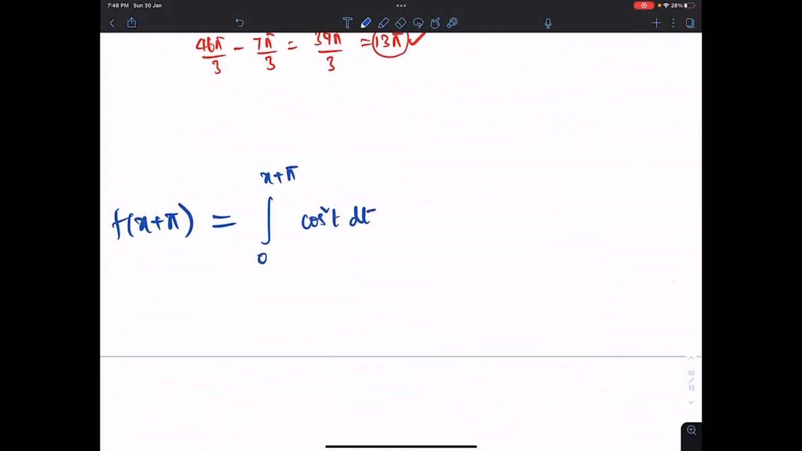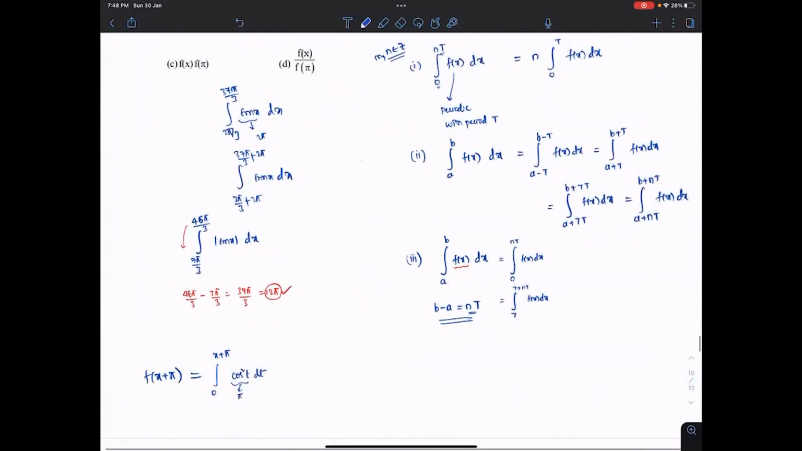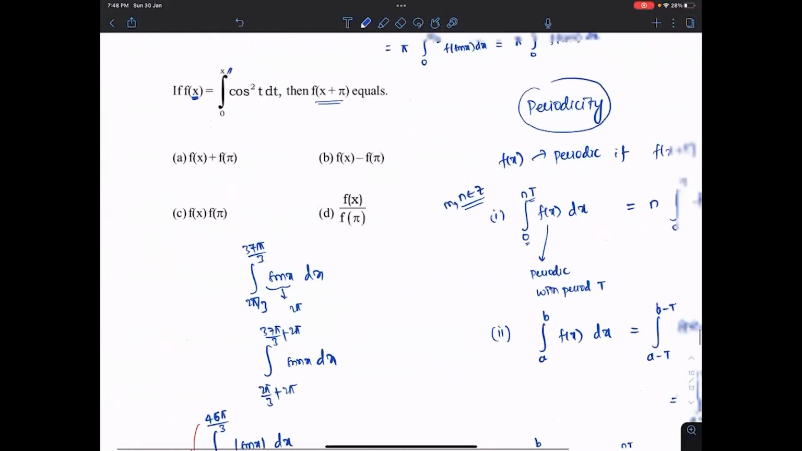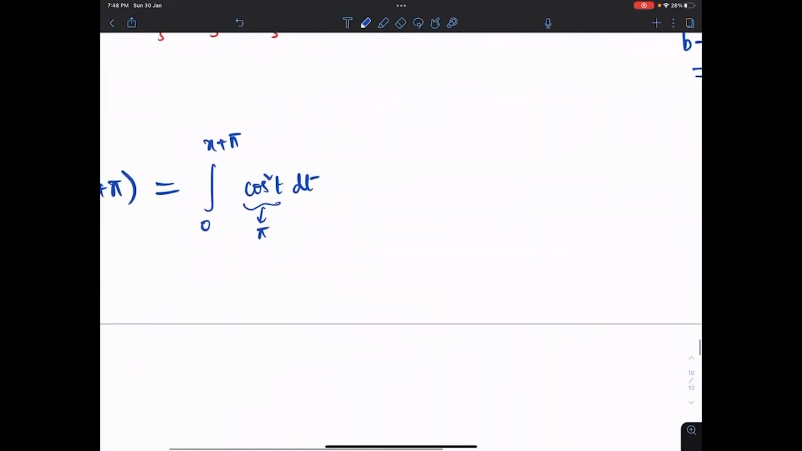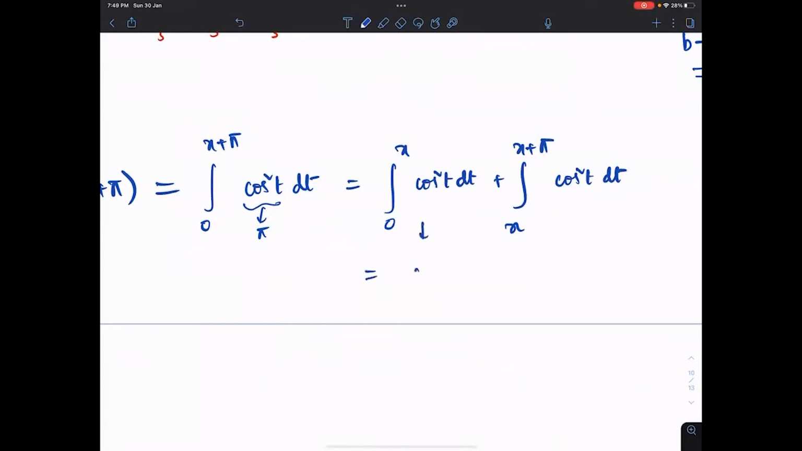Now this is nothing but a function with period pi. The period of cos square t is pi. Now what they are asking, in terms of f of x they want us to write, that means from 0 to x. Let us see. Can I write this as integral 0 to x cos square t dt plus integral x to x plus pi cos square t dt? Now the first one is nothing but f of x only. Second one, you see the difference of upper limit and lower limit. What is it? Pi. And pi is a multiple of the time period. Pi into 1 is pi.